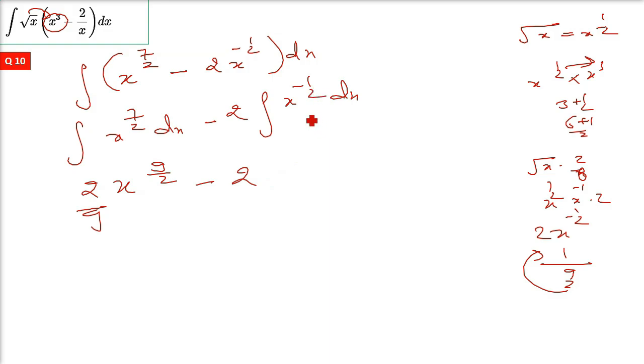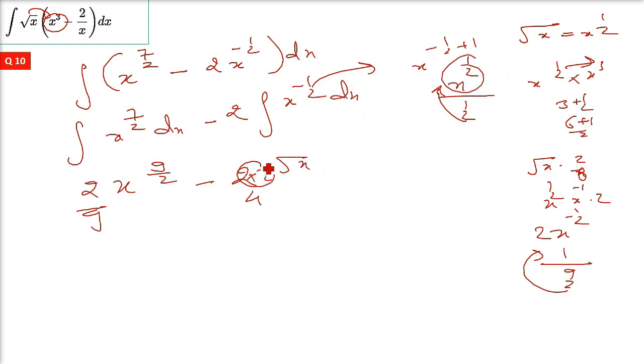And you already know we'll use that x raised n formula. x raised minus half plus 1 divided by minus half plus 1. So it will be x raised half by a half. 2 goes up. So this 2 and 2 will form 2 into 2 is 4. And this is x raised half, so it will be under root x. So 4 root x you will get. 4 root x plus constant of integration. This is your final answer.